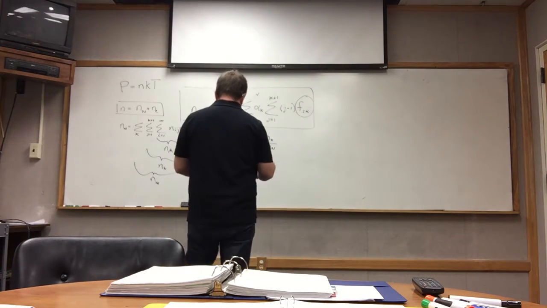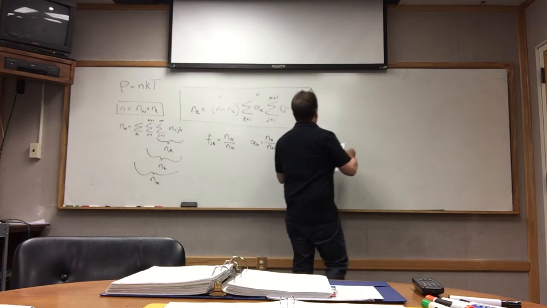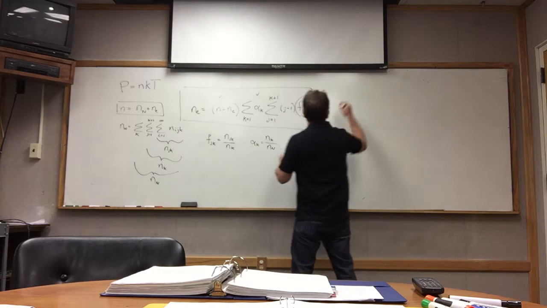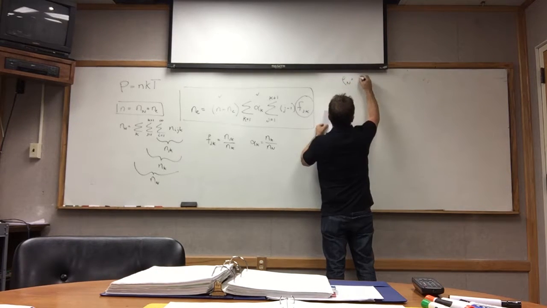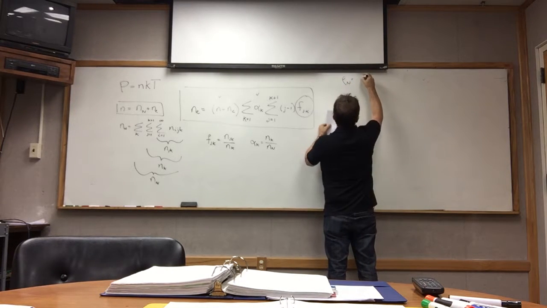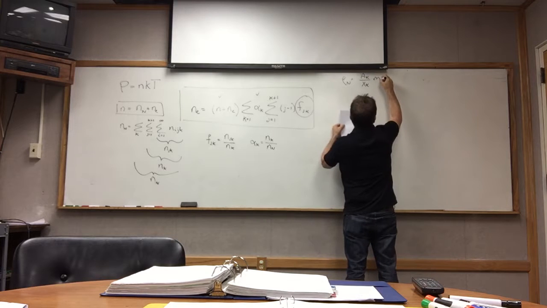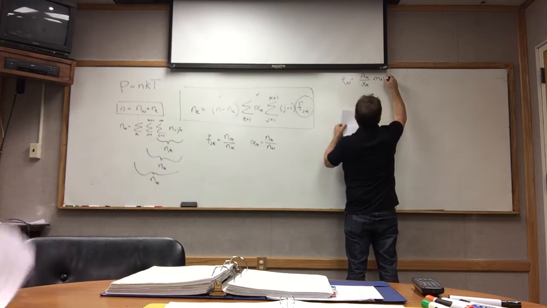Okay. So I want to remind you of a relationship that is that rho of the nuclei is equal to (alpha K over X K) m_A times N_K.